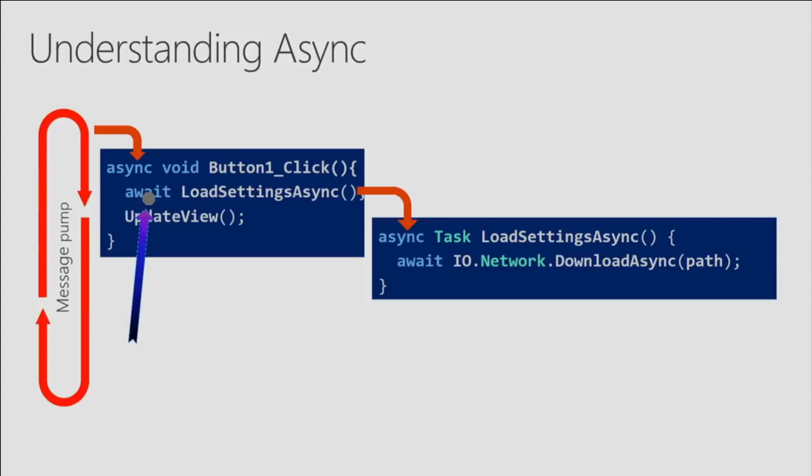We can have additional awaits in button one click as well. Those await statements can call other methods that return a task. It is important that anything other than a top-level event handler return a task. Stuff doesn't work if you don't do it that way.